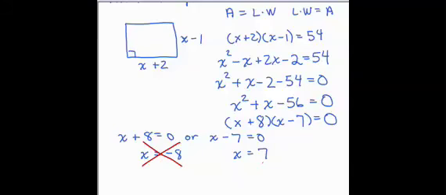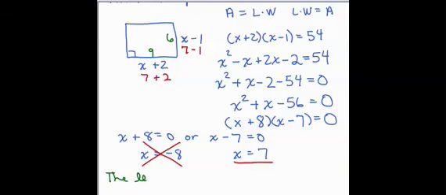Okay, what if x was 7? Well, if you put in 7 for x, you'd have 7 minus 1, and you'd have 7 plus 2. Well, it seems to work out okay. So let's do that. It looks like x could be 7. So this would be 7 minus 1, and this would be 7 plus 2. So this length would be 6, and this length would be 9. Hey, all right, we wanted the area to be 54 square feet. Well, 6 times 9 is 54. So therefore, we did it.